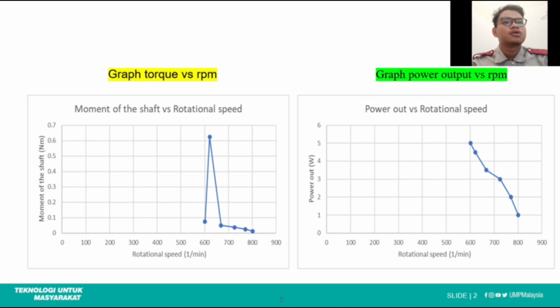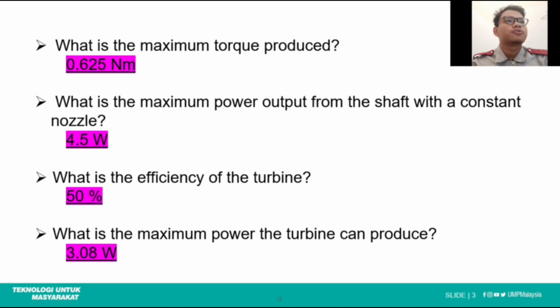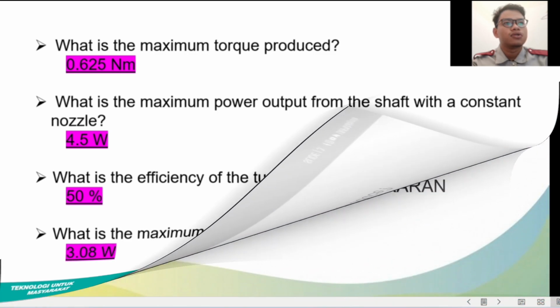Okay, next we go to the maximum torque produced by the turbine, that is 0.62 Nm, and the maximum output from the shaft is 4.5 watt. The efficiency of the turbine is 50%, and the maximum power of the turbine that can be produced is 3.08 watt.